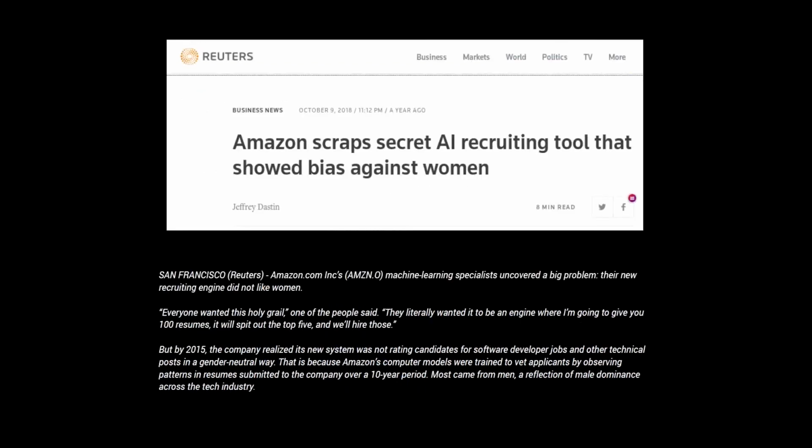Another example is Amazon scrapping a secret AI recruiting tool that showed bias against women. It turns out they had misogynist software. Everyone wanted this. One of the people said they literally wanted an engine where I give it 100 resumes and it spits out the top 5, and we hire those. Unfortunately, nobody thought about the kind of data being used to train the model. They trained it on previous historical data, which had generally tended to favor males because of various biases in the hiring process. All we did was institutionalize that bias, so they finally got rid of it and realized that's not working for us.